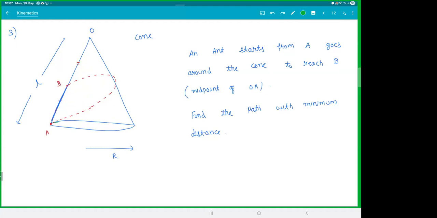So I can go like this, then I can go to B. I can go like this, I can go to B. I can go here, I can come to B. Can you see? There are infinite ways you can go from A to B. Among all these ways, there is only one path which is the shortest. Find that length. Is my question clear, everyone?